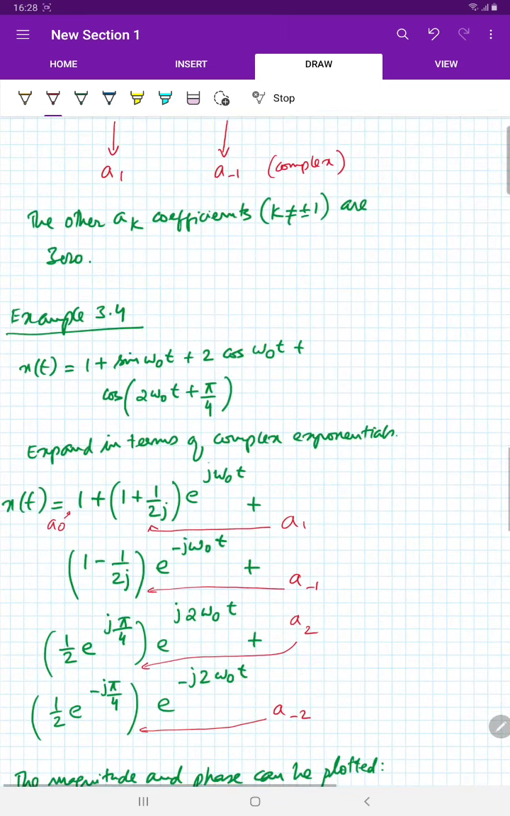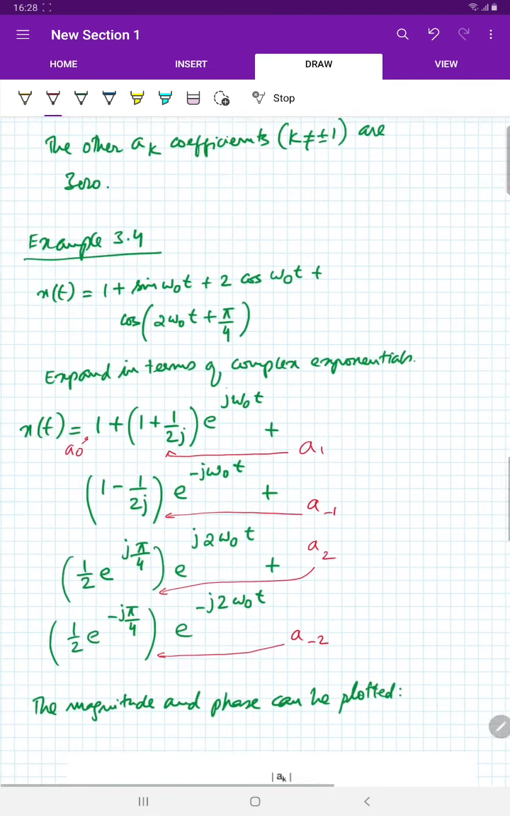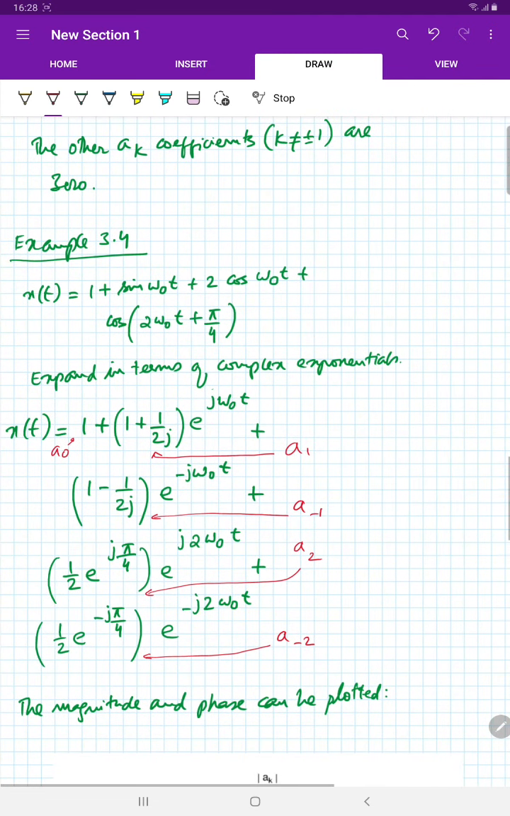Another example from the book: this x of t is written like this: 1 plus sine omega naught t plus 2 cos omega naught t plus cos of 2 omega naught t plus pi by 4. So this is a cosine signal with a small phase shift of pi by 4 radians. Again, whenever you have sinusoids, you can use the Euler relationship and expand each of them in terms of complex exponentials.